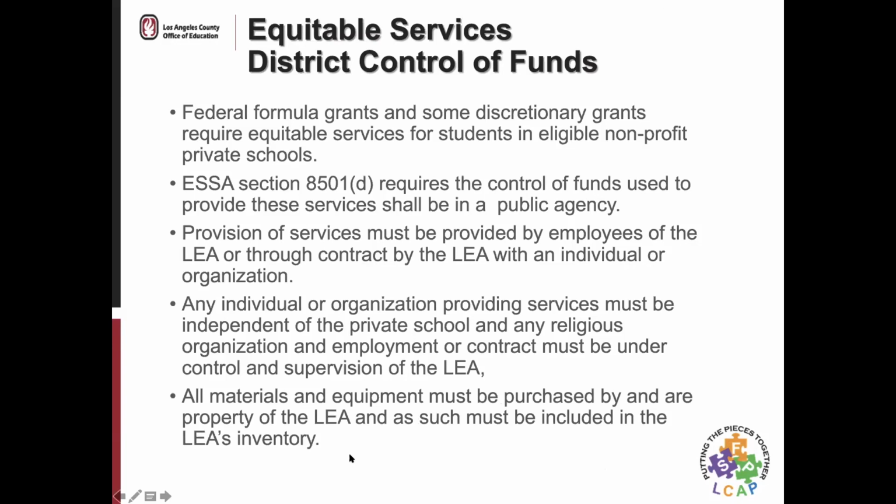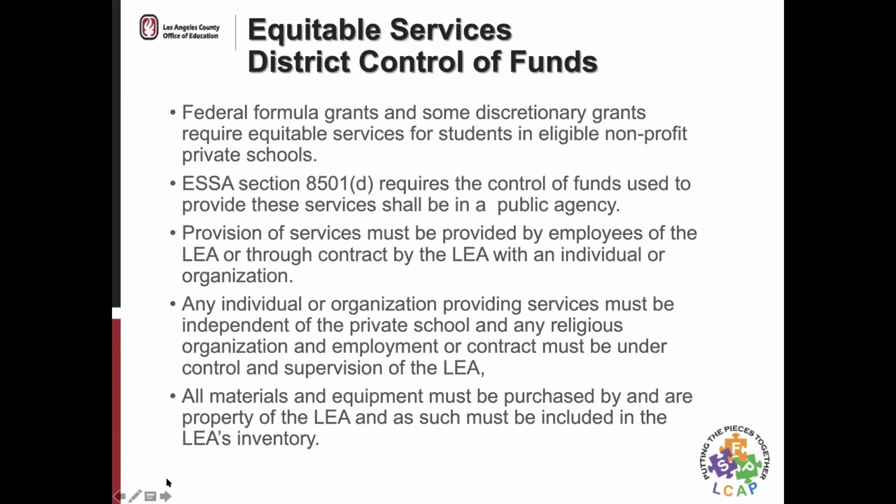And all your materials and equipment belong to the district and have to be on your inventory. And we recommend you pull them in annually to review those to make sure that the materials are still there and you pull them in if the program ends.